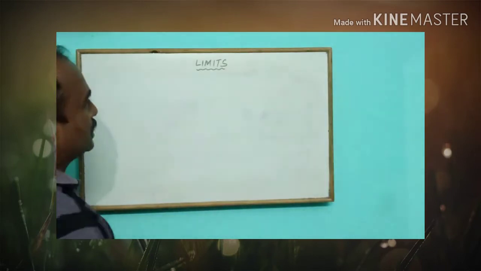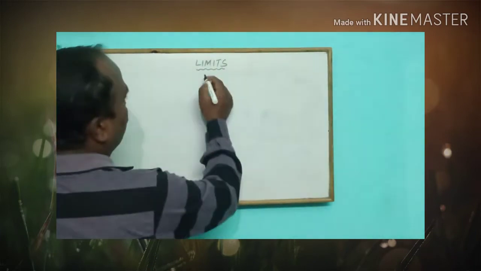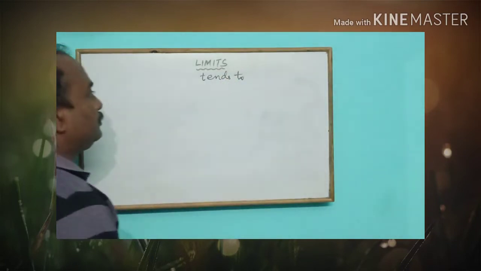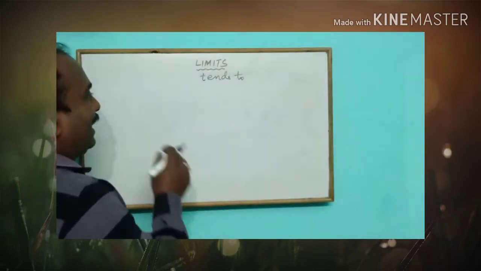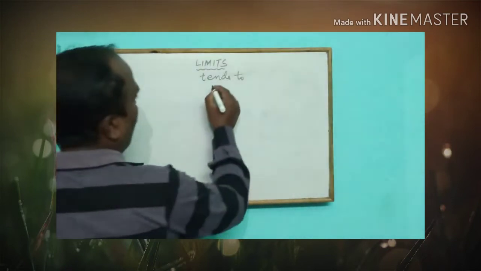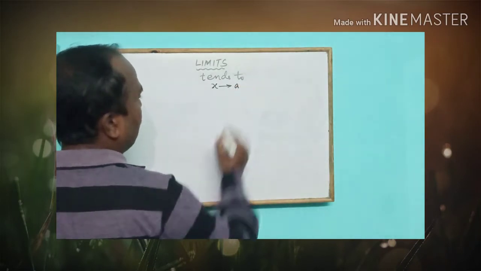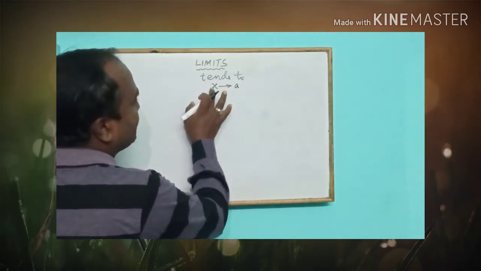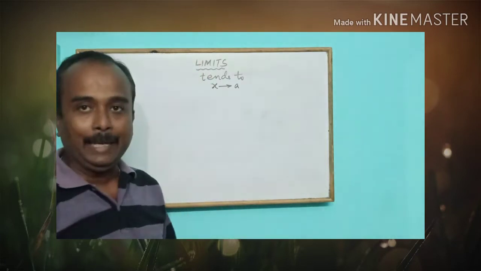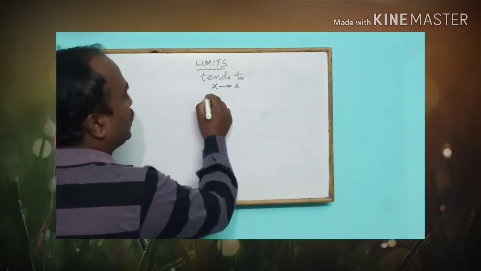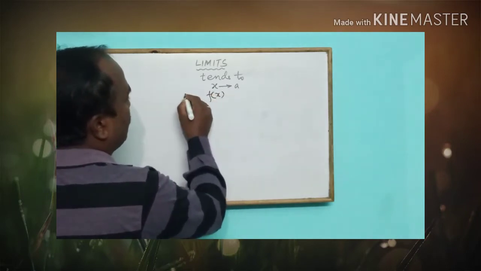Now, what is limits? To understand the concept of limits, we should understand a very important term, that is tends to, or approaches. The value of x approaches, we say, and we write it like this: x tends to any constant a. That means the value of the variable x is moving towards a number a. This variable is associated with a function f(x), so y.